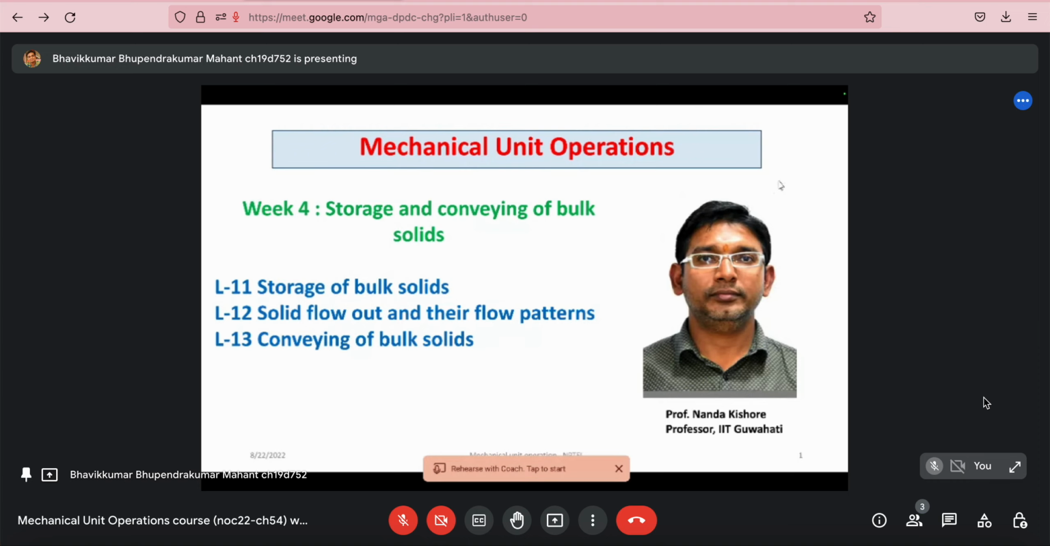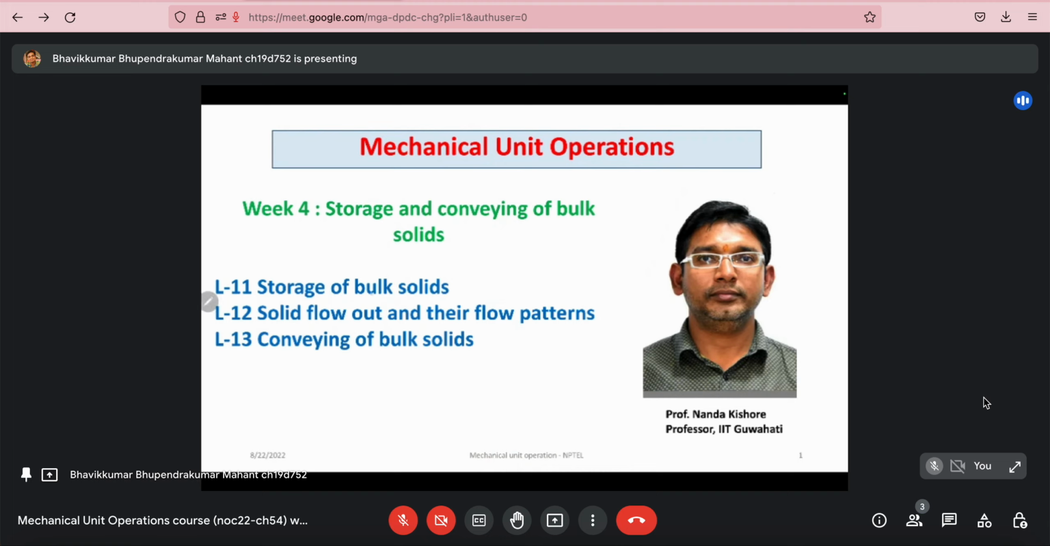Today we discuss the storage and conveying of bulk solids, and as you can see, more of the assignment problems are about the design of the storage and conveying medium. So we will go through the theoretical part as well as try to solve some simple examples mentioned in the assignments. It's a similar kind of example to the one in the assignment.